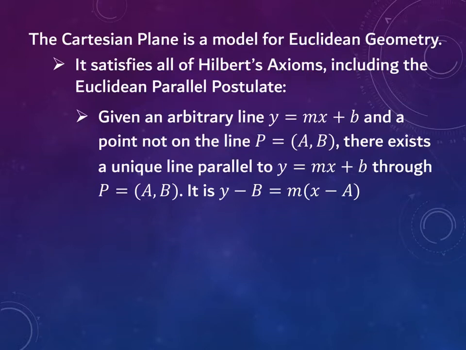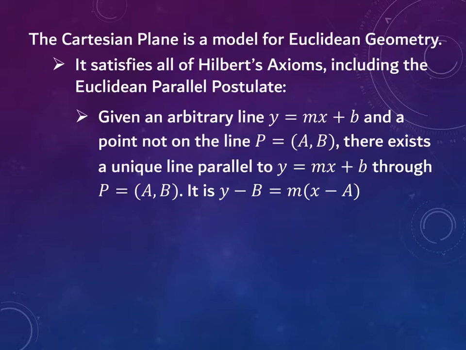Given an arbitrary line, y equals mx plus b, if we had a point not on the line, the point referenced as the coordinate (a, b), there exists a unique line parallel to y equals mx plus b through that point, and its equation would actually be y minus b equals m times x minus a.